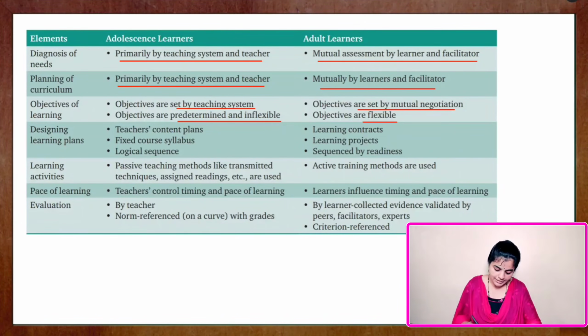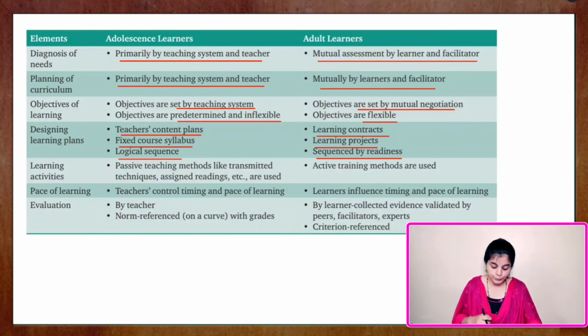Designing of learning plans. Teachers' content plans, the fixed course syllabus and logical sequence are followed while designing the learning plans with respect to adolescent learners. Now, with respect to adult learners, learning contracts and learning projects are used, and they are sequenced by readiness.